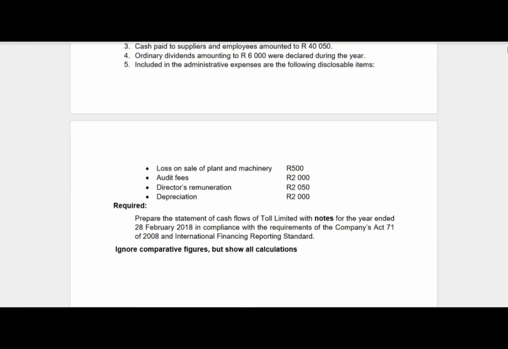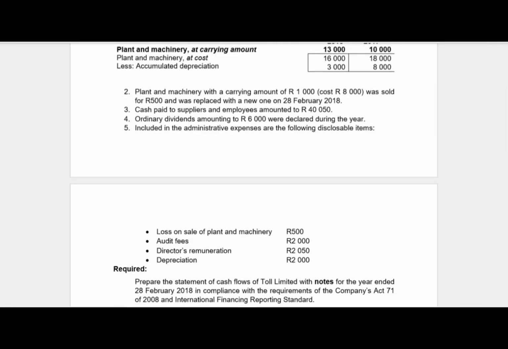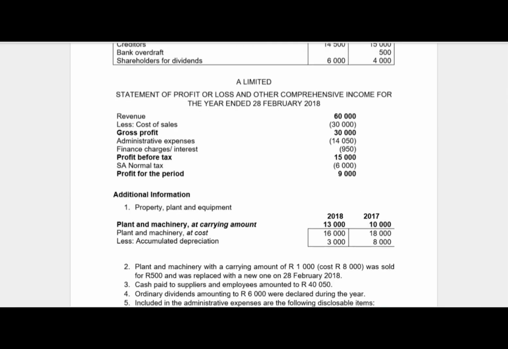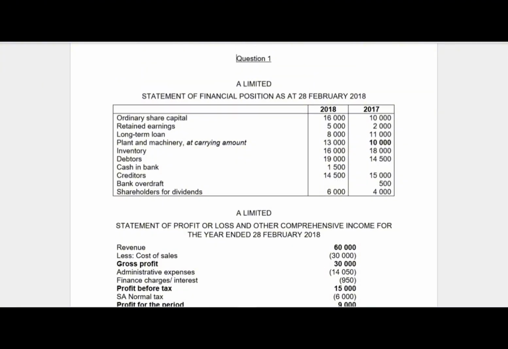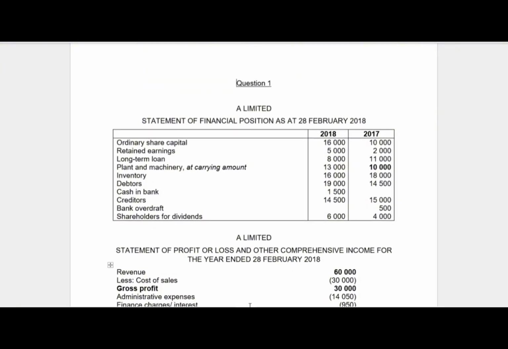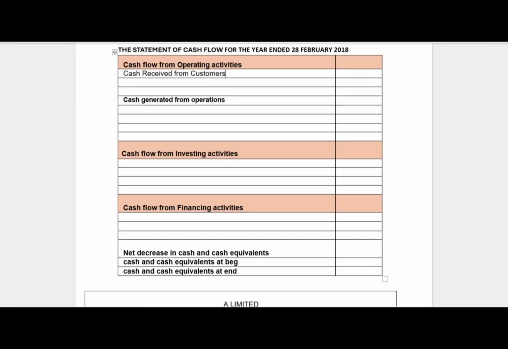So let's go and see how to calculate. Number 1, for you to be able to calculate, you must know the items that you need to calculate the cash received from customers. Number 1, you're going to need the revenue or sales. So let's go to our calculations right here.